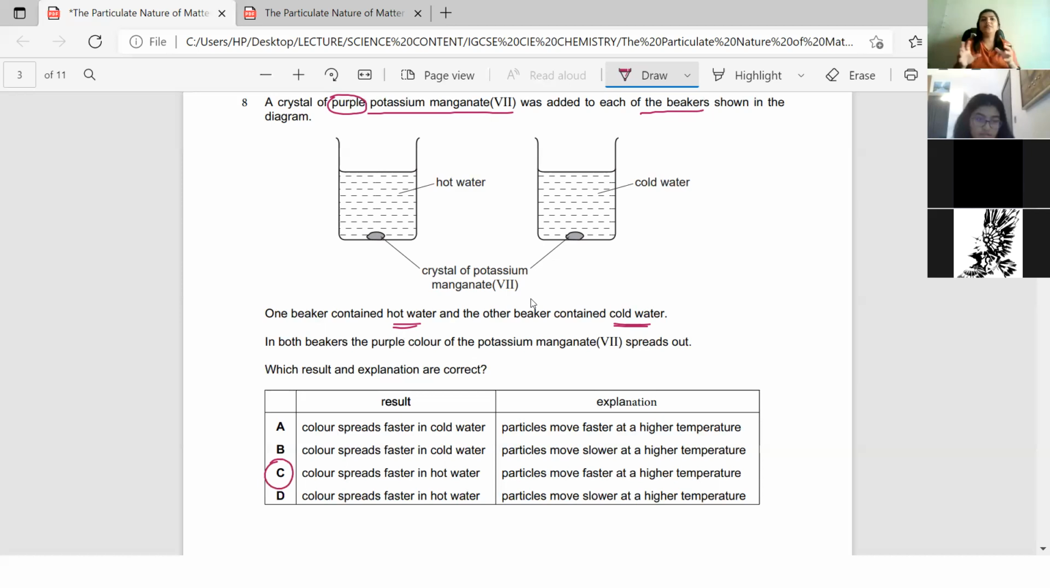So once again over here, what we have to do is eliminate the options. We have studied that the color or whatever the diffusion takes place, it takes place faster in hot condition. So we know that in cold water, it will not take place. It has to be in hot water, okay? And it moves faster at higher temperature. So when temperature increases, it moves faster.